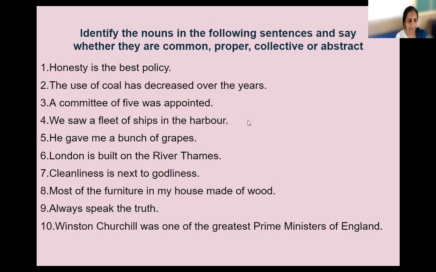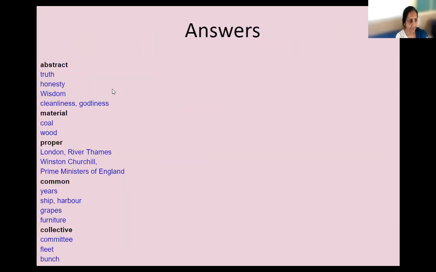And the answers are given in the next slide, which you can check yourself. I have given the answers. In each sentence, truth was the abstract noun, honesty, wisdom, cleanliness, godliness. These are all abstract nouns which are in the sentences given. Then you have material nouns like coal and wood, proper nouns like London, River Thames, Winston Churchill, Prime Ministers of England. So all these are names of people or places like River Thames. Then you have common nouns like years, ship, harbor, grapes, furniture. The collective nouns in the examples given are committee, fleet, and bunch.